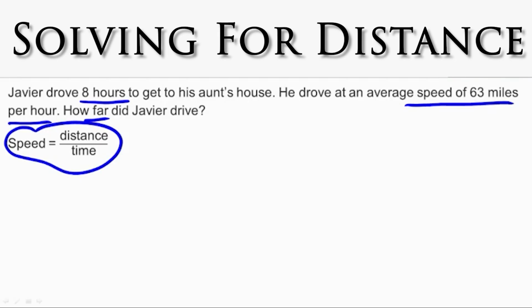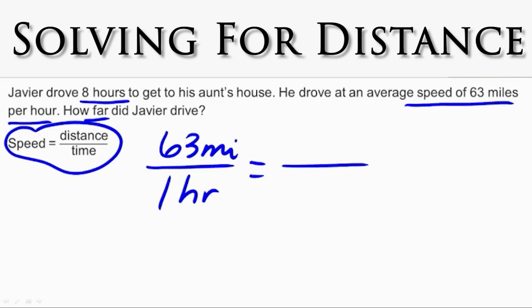Do we know Javier's speed? Sure. He drove at an average speed of 63 miles per hour. So we write down 63 miles over 1 hour. And that's his average speed. That has to equal distance over time. Do we know Javier's distance? No. That's what we're trying to solve for. How far did Javier drive? Do we know the time? Sure. He drove 8 hours to get to his aunt's house. So I'll put that on the bottom of the ratio because hours is across from hours. Now how do I get from 1 hour to 8 hours? Well, I multiply by 8.